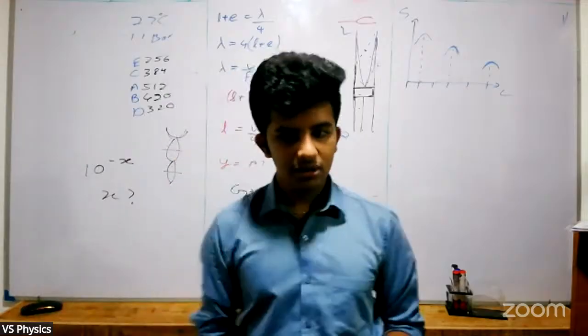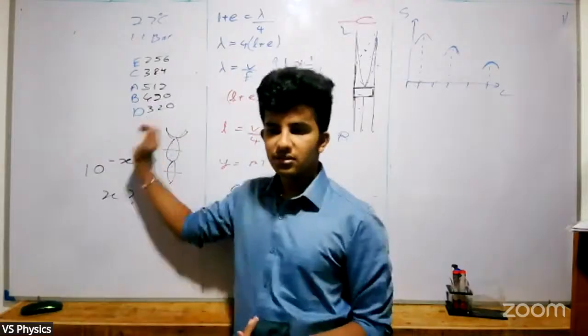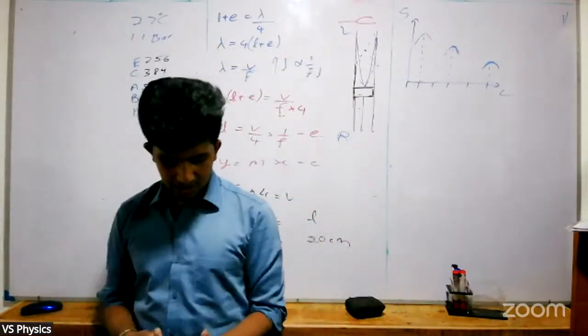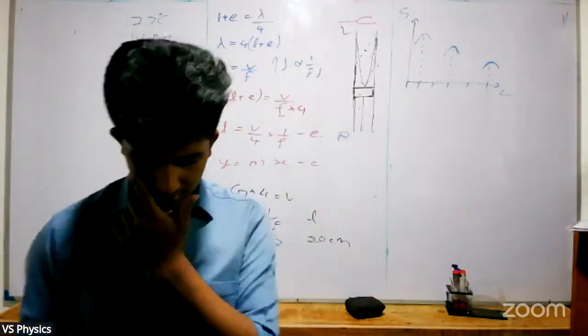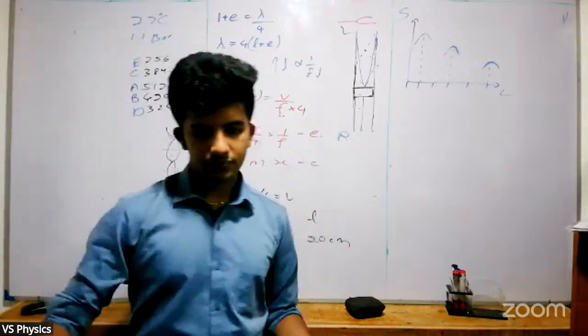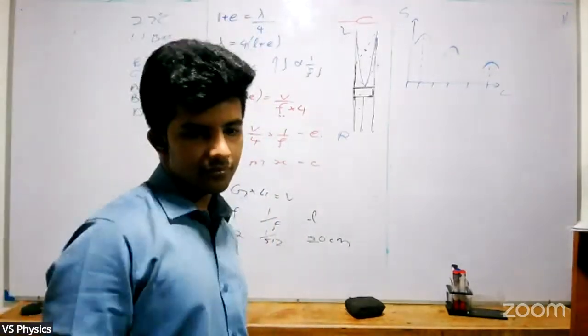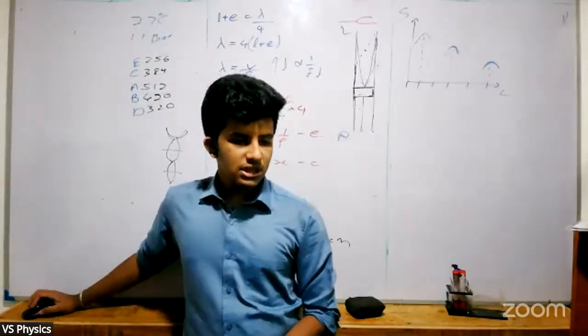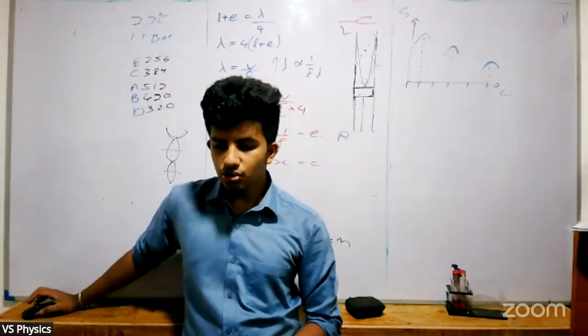What is it going to be? 10 to the power minus 6. Right? 10 to the power minus 6. So that is the answer here. Okay. That is the 2003 question. Now let's go to 2011.